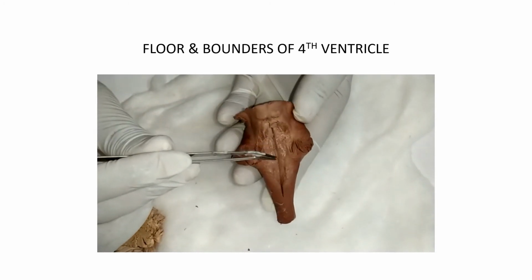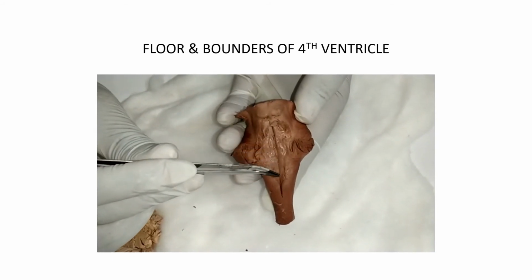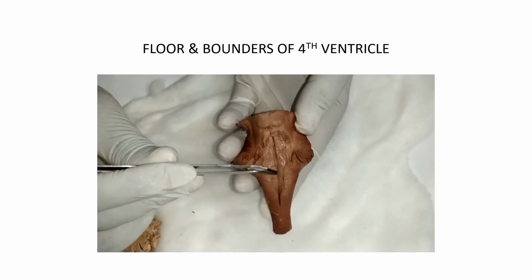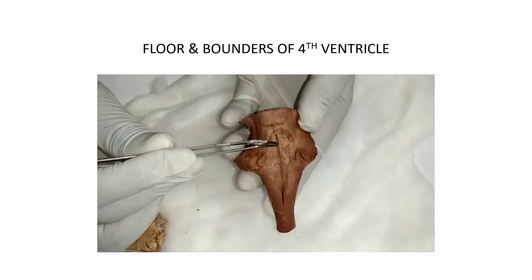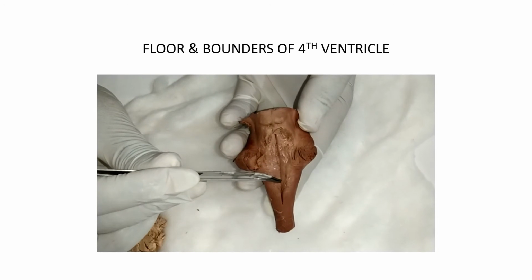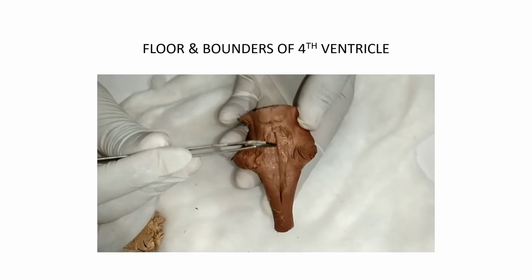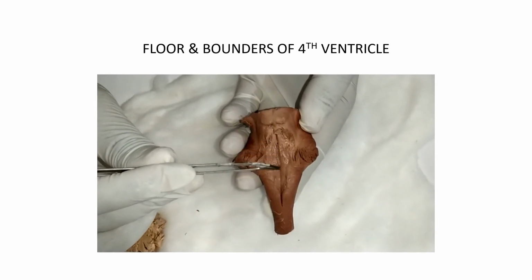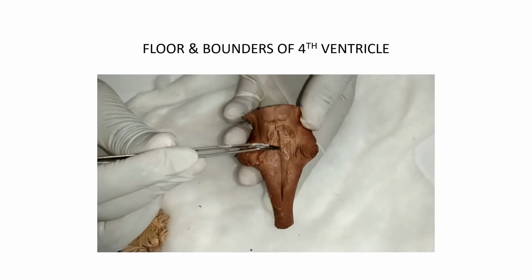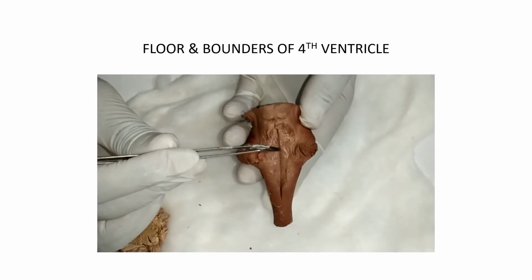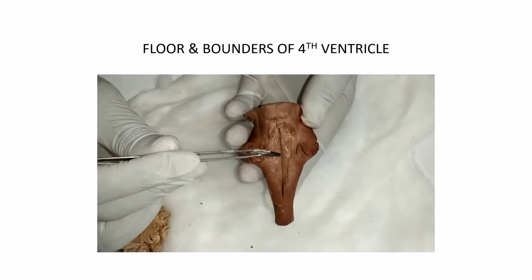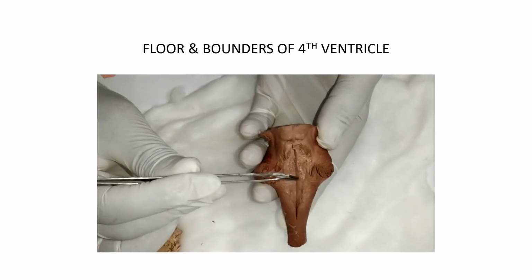Now move to the floor of the fourth ventricle. In the floor of the fourth ventricle, you can see over here the median sulcus. This median sulcus you can appreciate over here, which divides the floor of the ventricle into two symmetrical halves.